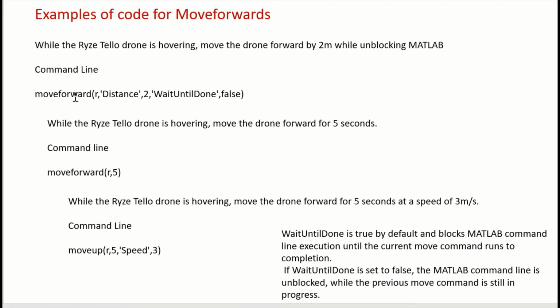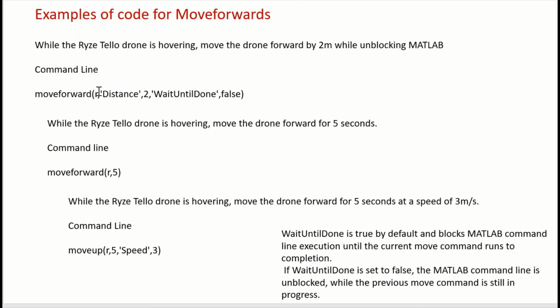So we've got move forward R, then we've stipulated the distance that we're moving. So this is the variable. We're going to move forward a distance. It could have been move forward speed. And then this is the distance that we're traveling, 2 meters. Now, wait until done is one of the features that you can have. If you make wait until done true, it will do this, and whilst it's doing this, you can do nothing else with it. But if you make wait until done false, whilst it's doing this, you could be data logging.